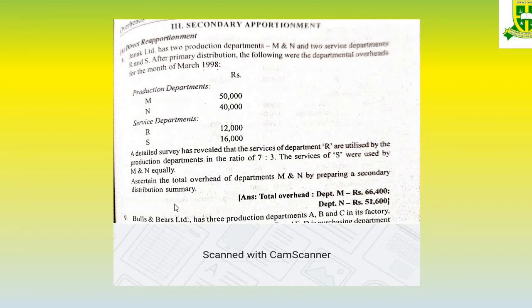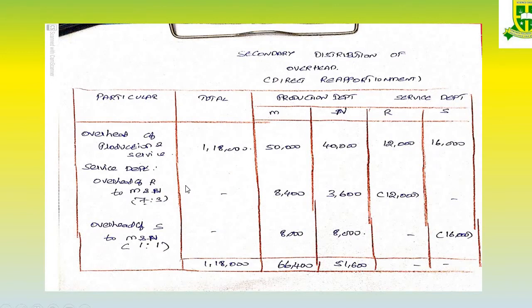So prepare the statement of secondary distribution of overhead. We mention the method, then the particulars, total, production departments and service departments. First write the expenses of the production and service departments. The M value is 50,000, N value is 40,000, R value is 12,000, and S value is 16,000. Now we are going to make the expenses of R and S zero. First we are going to divide the R value.